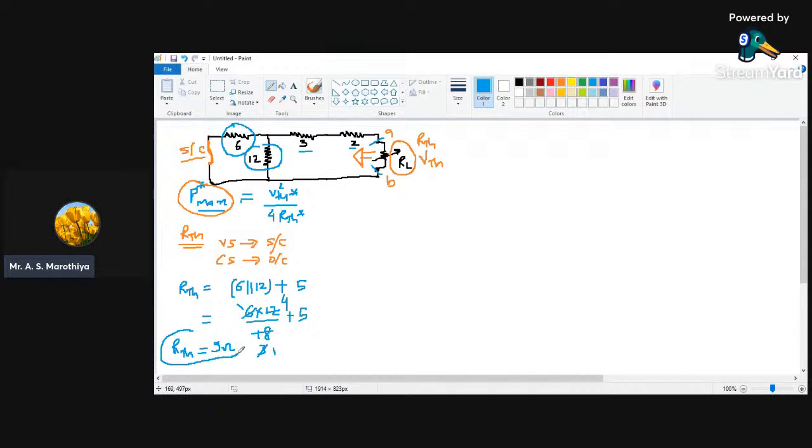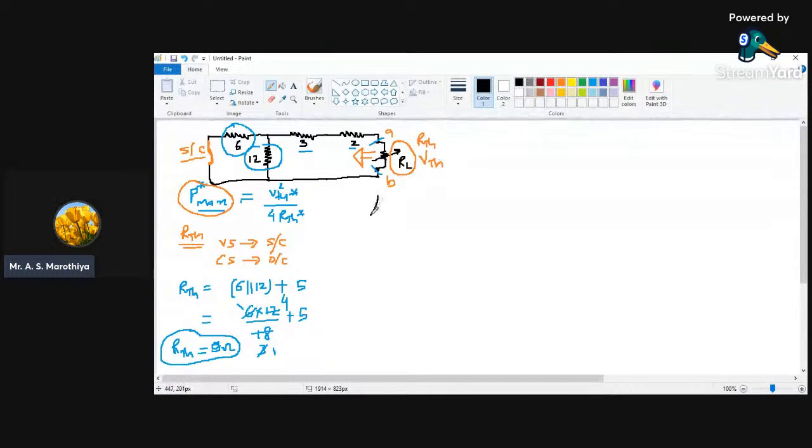So the equivalent Thevenin's resistance for this particular network, when we remove the load terminal and when we deactivate all the independent sources, in this particular case we have one voltage source and one current source. So we deactivated them by applying the concept of short circuit and open circuit respectively, and we have calculated the equivalent resistance across the load terminal, and we got the value as 9 ohm. So this 9 ohm is going to be equal to the Thevenin's equivalent resistance of this particular circuit.